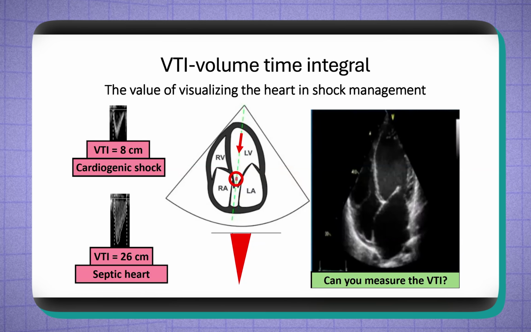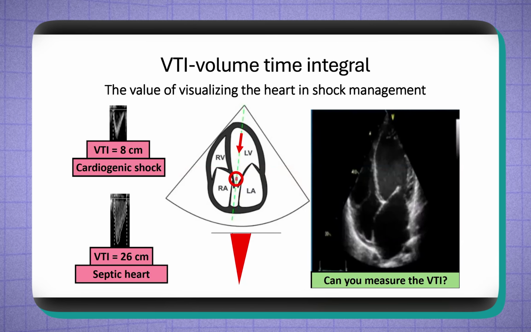These are all approximations. These are not sacrosanct and exactly accurate, but this gives you a fair idea about the cause of the shock. Now suppose in a patient who has a normal heart, with normal looking cardiac chambers, you find the VTI. In one patient you see the VTI is 8, which is low. Normal value is 18 to 24. In another patient, you see that the VTI is 26. So what is the difference?